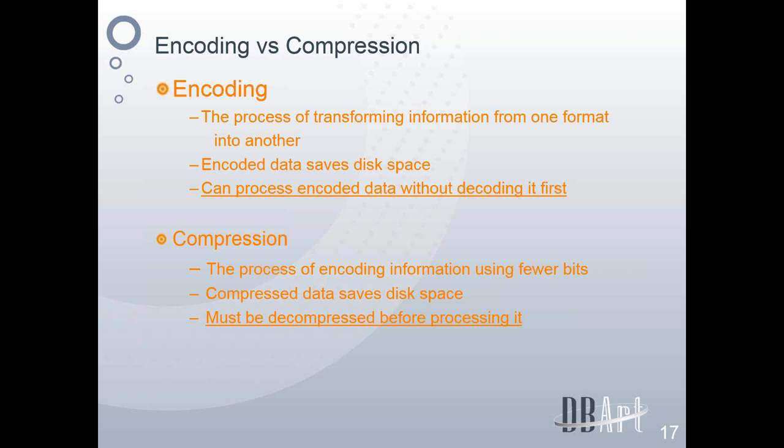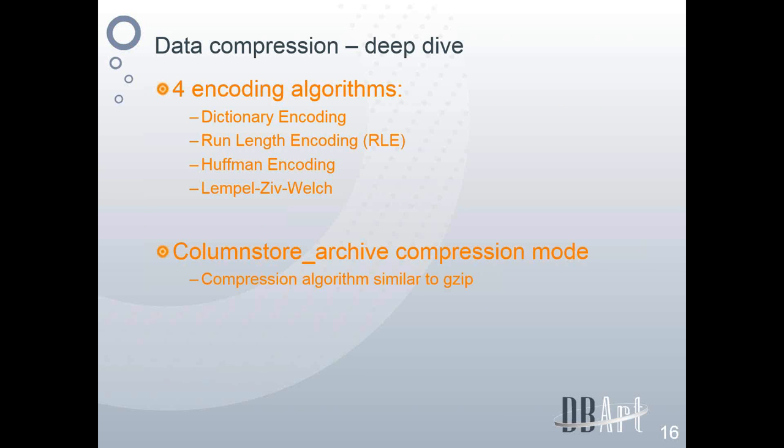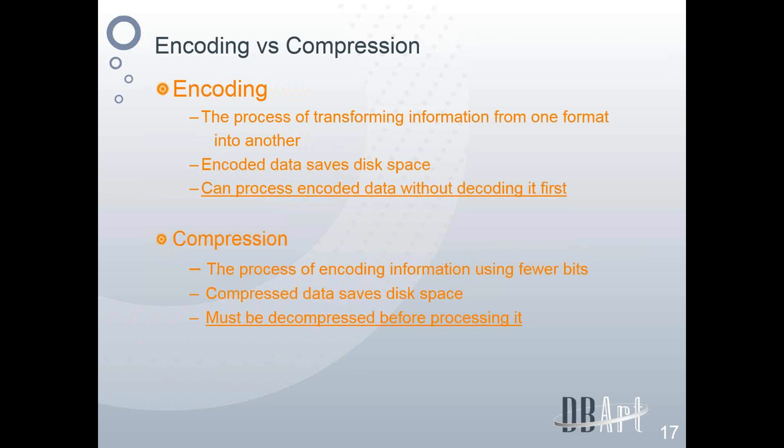You don't have to decompress the entire page. If you have a page that contains 1 million rows or 100,000 rows, we can look at the first row or second row without having to decompress or decode the entire page. Compression, on the contrary, must be decompressed. That's like zip. And that's the difference between the usual encoding and Columnstore archive, which uses an algorithm similar to gzip.